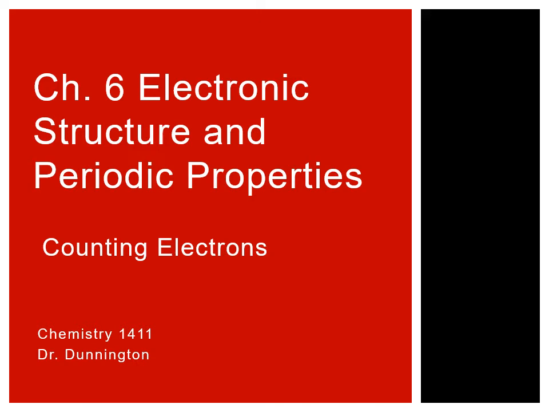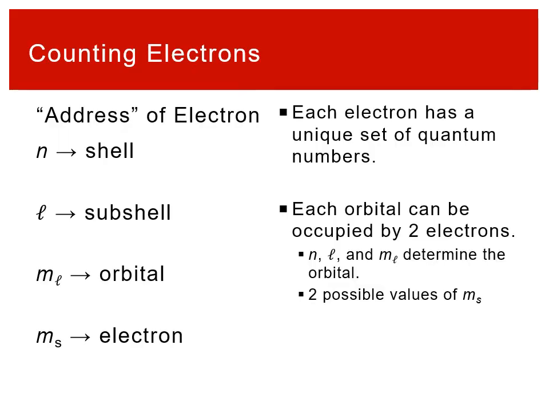Now we want to put all these ideas together and talk about counting electrons. So we know that we can put all four quantum numbers together to give us the address of an electron. There is the shell at the highest level, N, then L gives us the subshell, M sub L gives us the orbital, and finally M sub S gives us the electron. That's the lowest level order.